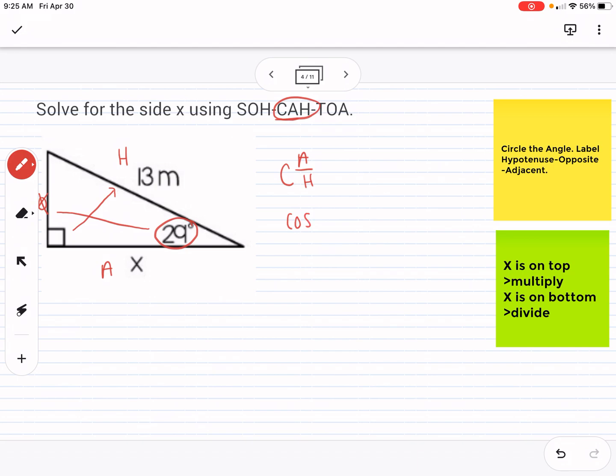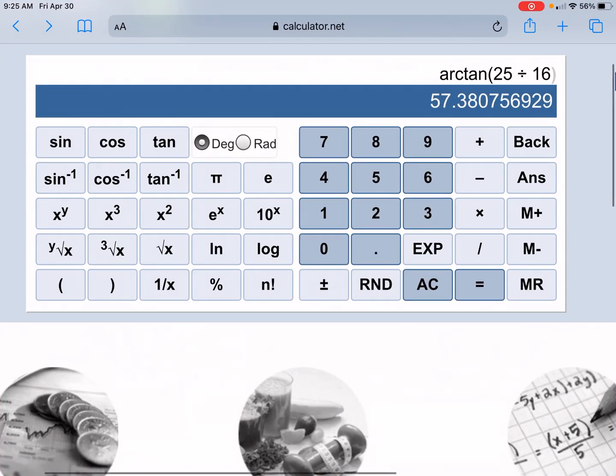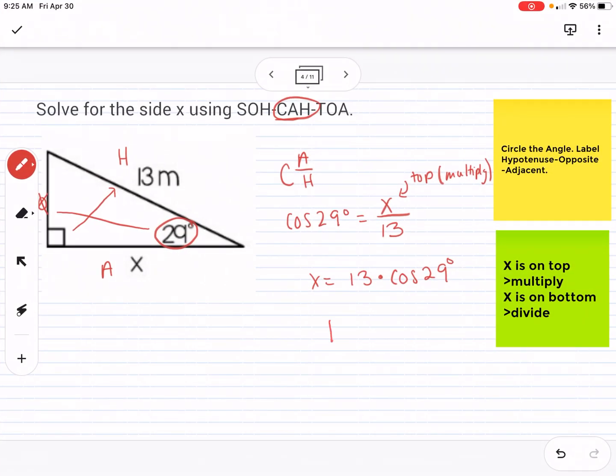So I would put cos, and our angle this time is 29 degrees, equals A, which is X, over H, which is 13. Since X is on top, we're going to multiply. So our answer is going to be X equals 13 times cos 29 degrees, and we would plug this into our calculator. So I'm getting about 11.4. So this side would be 11.4 meters.